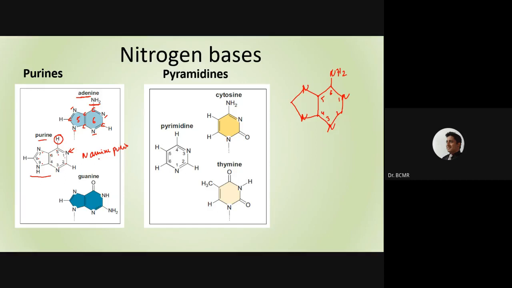If you knew the purine structure, you can derive adenine from it. Once that is known, the adenine that is present on the sixth carbon, you can just say 1, 2. In guanine, what is the difference? You have an amino group and a keto group here. So I can quickly draw the same again: N, N.